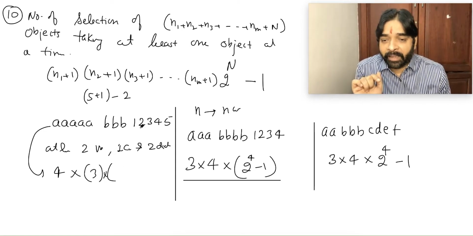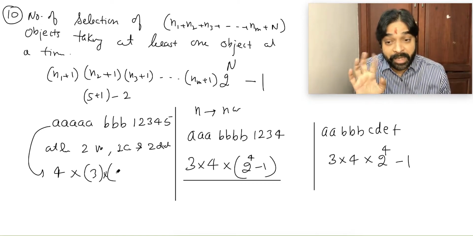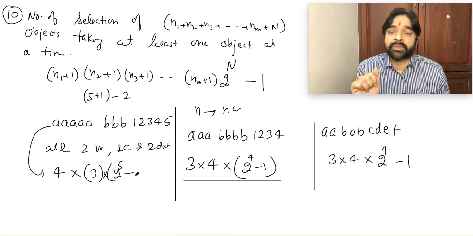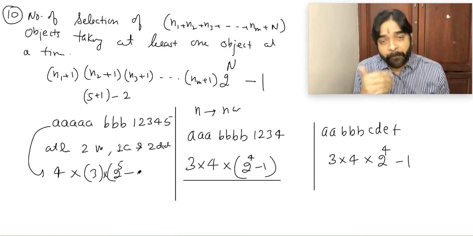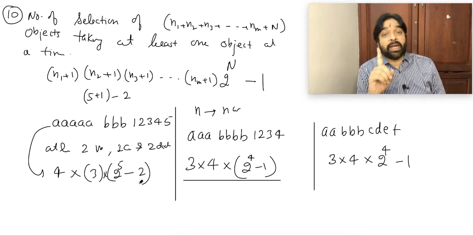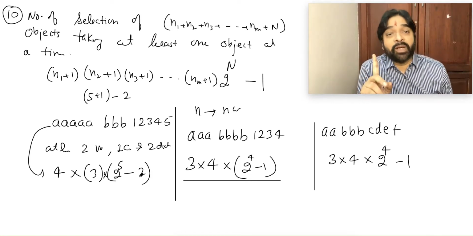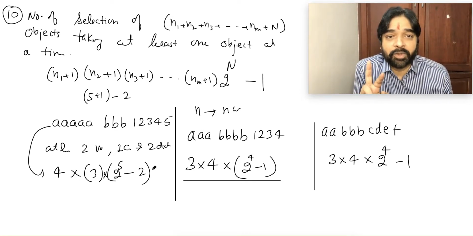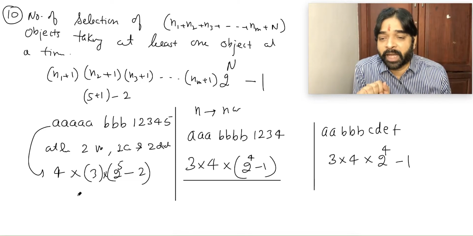And at least 1 consonant, that will become 3. And at least 2 digits. Any number of digits will be 2 power 5 minus 2. Why minus 2? Because minus 1 means at least 1, so we want at least 2. Understood my point? So that will be minus 2. This will be the answer. How many of you got this answer?